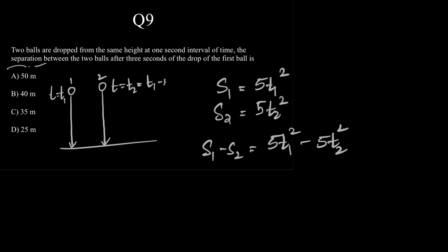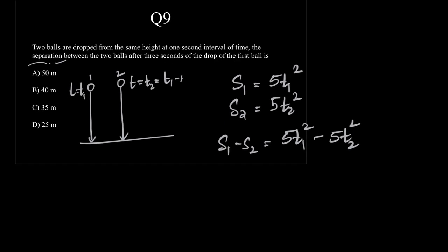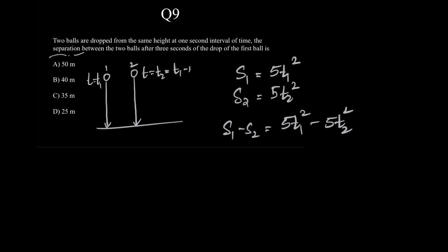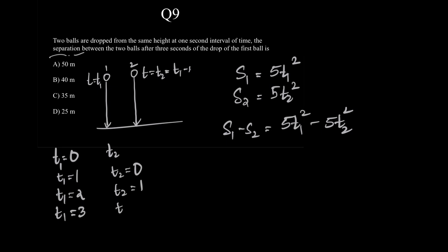Now, let me just give you one more diagrammatic visualization of what happens here. See, at t1 equal to 0, the object t2 has not yet started. At t1 being 1 second, t2 would be equal to 0. At t1 being 2 seconds, t2 would be 1 second. At t1 being 3 seconds, t2 would be equal to 2 seconds, and so on.